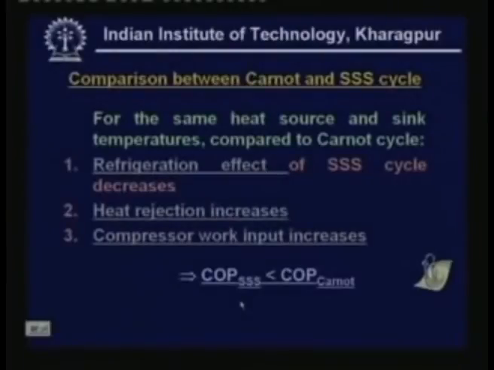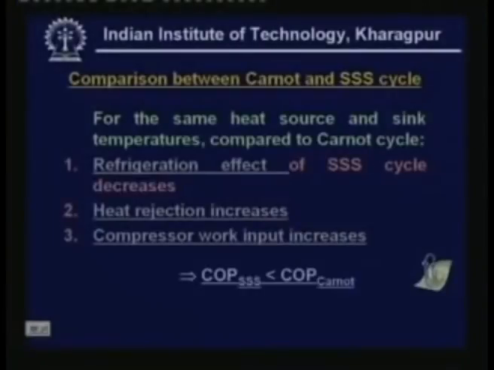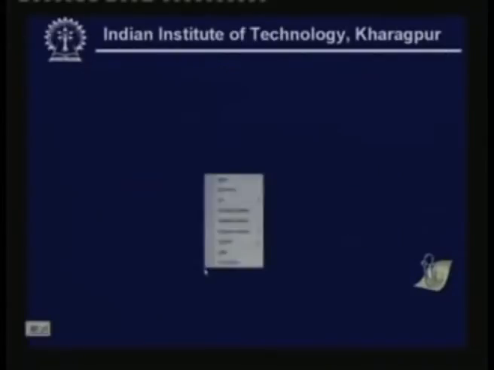So as a result of this, you find that when you move away from the Carnot cycle, you lose refrigeration effect, and you also have to spend more work input. So obviously the COP of the system decreases. So you find that the COP of the standard cycle is always less than the COP of the Carnot cycle. You can write this expression.